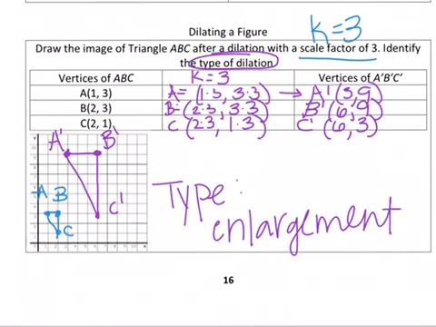And I will tell you guys, this problem, this triangle, got exactly 3 times larger than its original because our scale factor was 3.